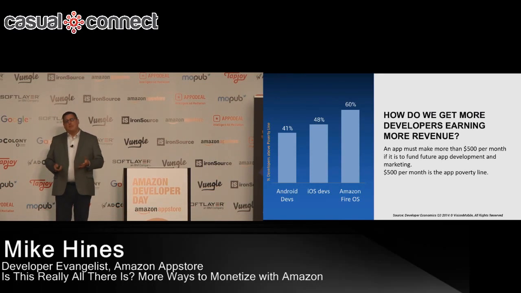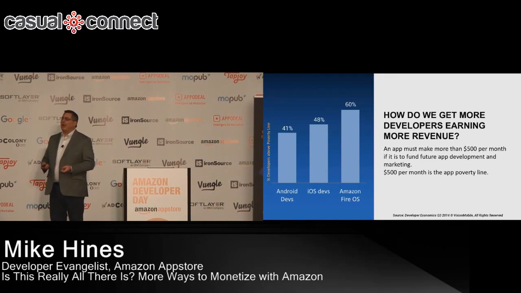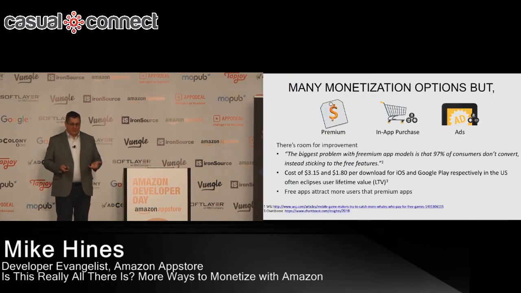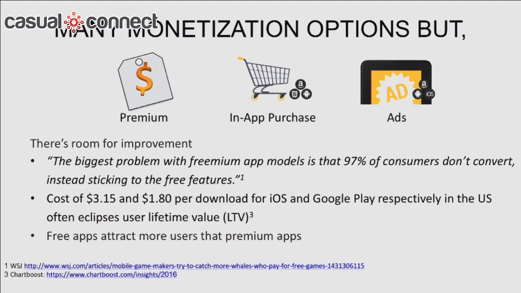Depending on what app store you're in, between 40 and 60% of the developers are over the app poverty line. Not nearly enough. If we want a healthy ecosystem, we need to help more developers be over the app poverty line. And so that's kind of become a bit of a mission for us, because one thing is clear. When you're looking at the traditional metrics around monetization, it's hard to make money these days.